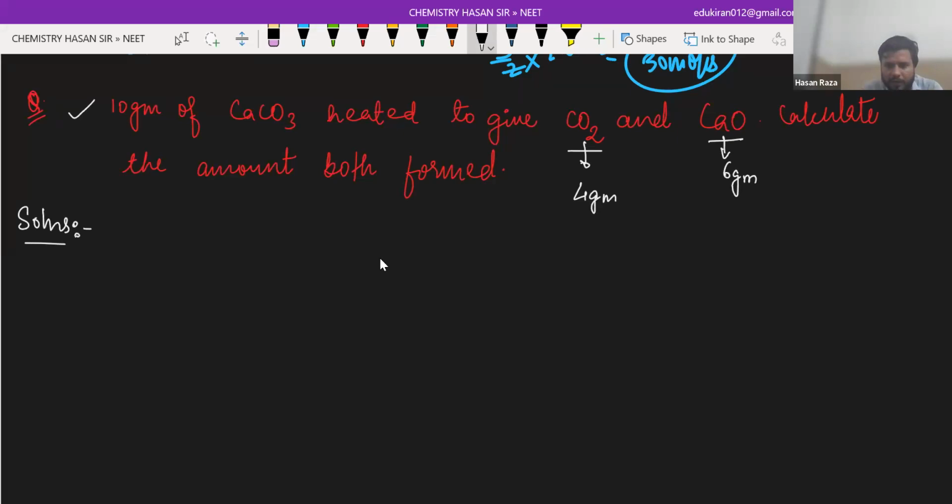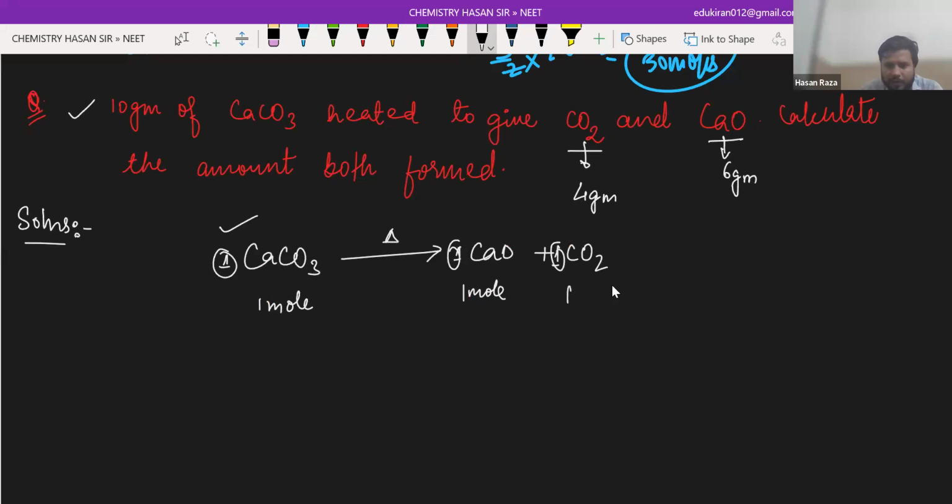First of all, what you need to do is write the reaction: calcium carbonate and then heat it. Then you will be getting calcium oxide plus carbon dioxide. Now you can see the equation is balanced. That means 1 mole of CaCO3 will give 1 mole of calcium oxide and 1 mole of CO2. So first of all, just see how many gram of CaCO3 is given.